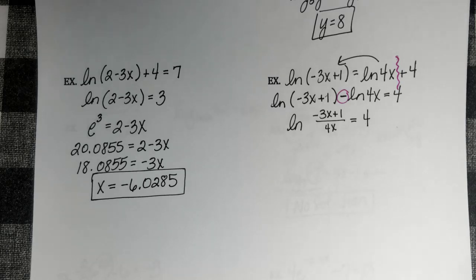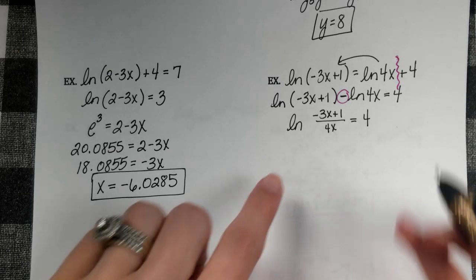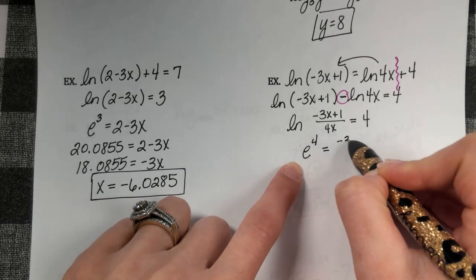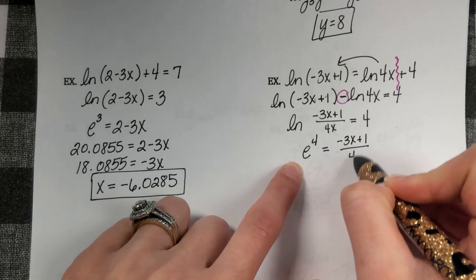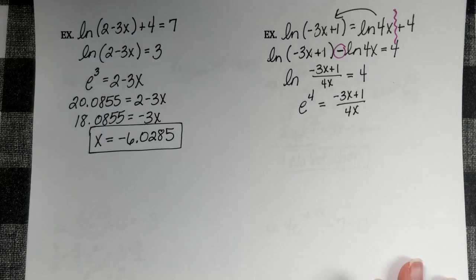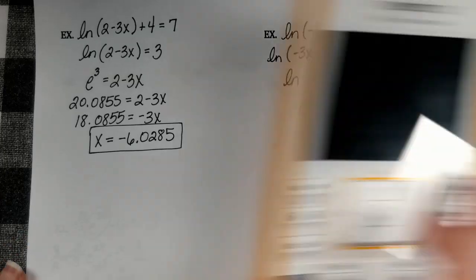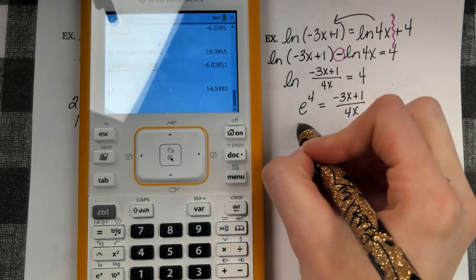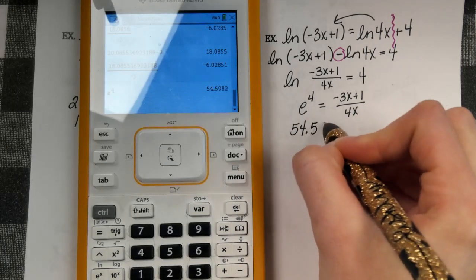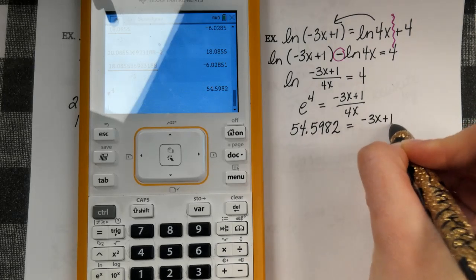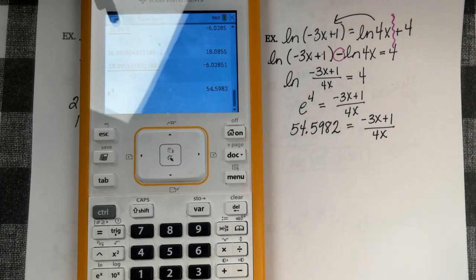So then the inverse of natural log is exponential with a base of e. So I have e to the fourth power equals that negative 3x plus 1 divided by 4x. Okay? So e to the fourth power in my calculator is going to give me 54.5982. That is equal to negative 3x plus 1 divided by 4x.